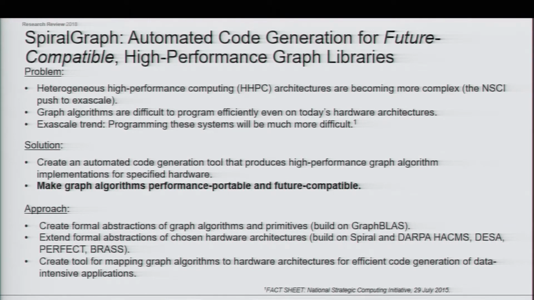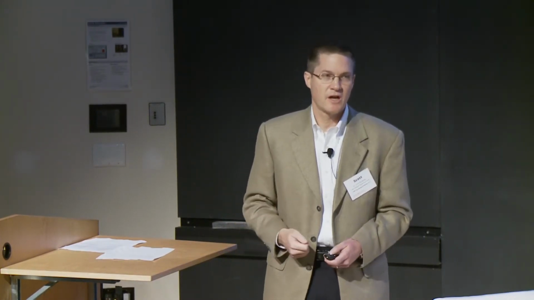That's performance portability. But in addition to that, we want to be able to target future architectures, things that are being developed under DARPA programs like Hive and SDH. And so that is future compatibility. That is our long-term goal for this body of work.